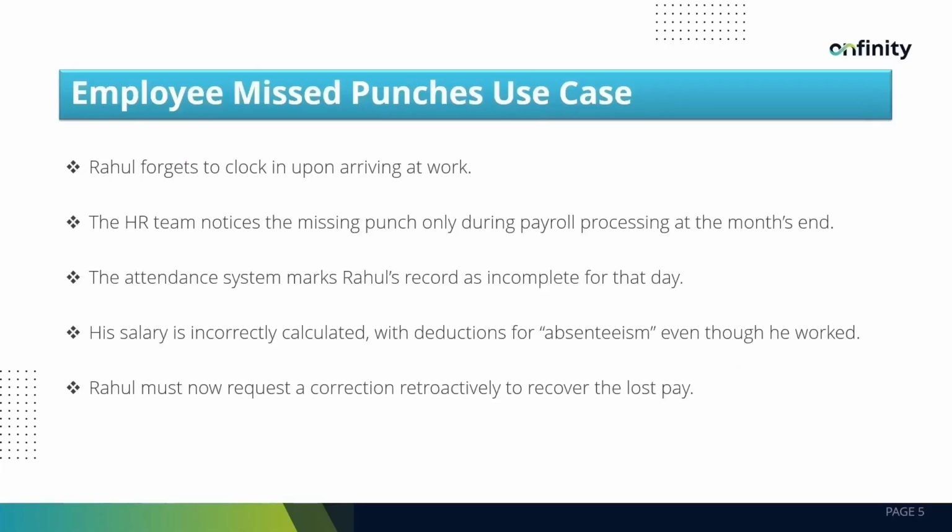Now, let's move to another use case related to employee missed punches. This is a common issue faced by HR users. In this scenario, an employee forgets to clock in upon arriving at work. The HR team notices the missing punches during the payroll process at the end of the month. The attendance system marks this employee's record as incomplete for that date, resulting in an incorrect salary calculation with deductions for absence. The employee must now request a correction to recover the lost pay. Let's see how we can manage this in Onfinity.